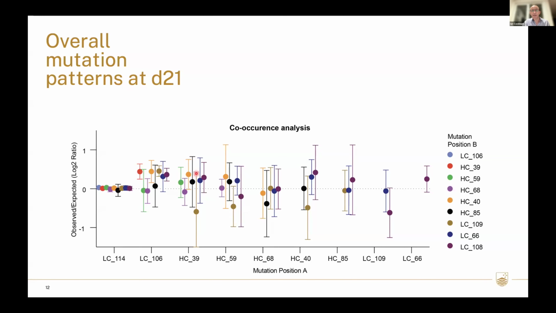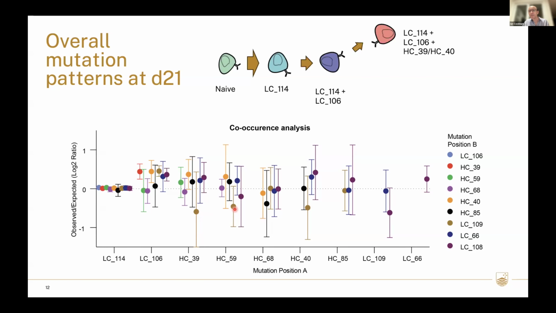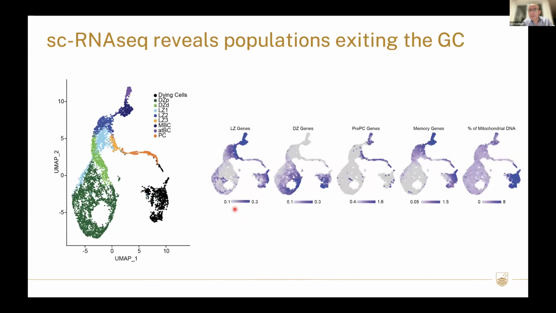So heavy chain 39, heavy chain 40 tend to need that 106 mutation first. But they seem to be somewhat incompatible with another light chain 109 mutation. So you can get this different progression of the cells through the germinal center: this light chain 114 that comes up on day 7, then the 106, and then different directions thereafter with different mutations coming through. Okay, so then, could we identify pre-plasma cells in our populations?